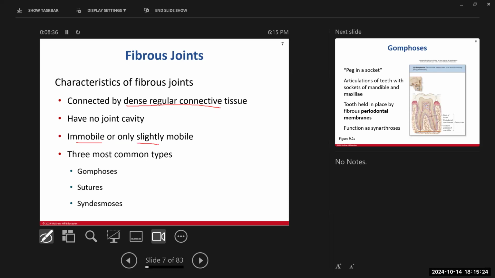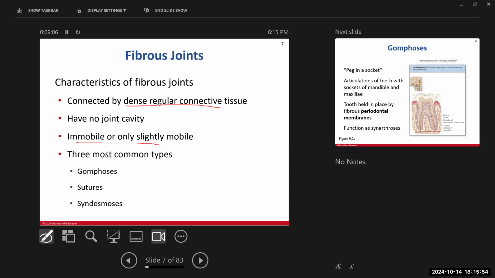There's no joint cavity in this. Why? Most likely it's because the fibrous tissue is filling any space inside of that joint, holding those bones together. So you have three types up there: Gomphoses, Sutures, and Syndesmoses. I hate to say it, this is just memorization. I wish there was an easy way to get around this stuff. But the three types that I want to talk to you about are Gomphoses, Sutures, and Syndesmoses.